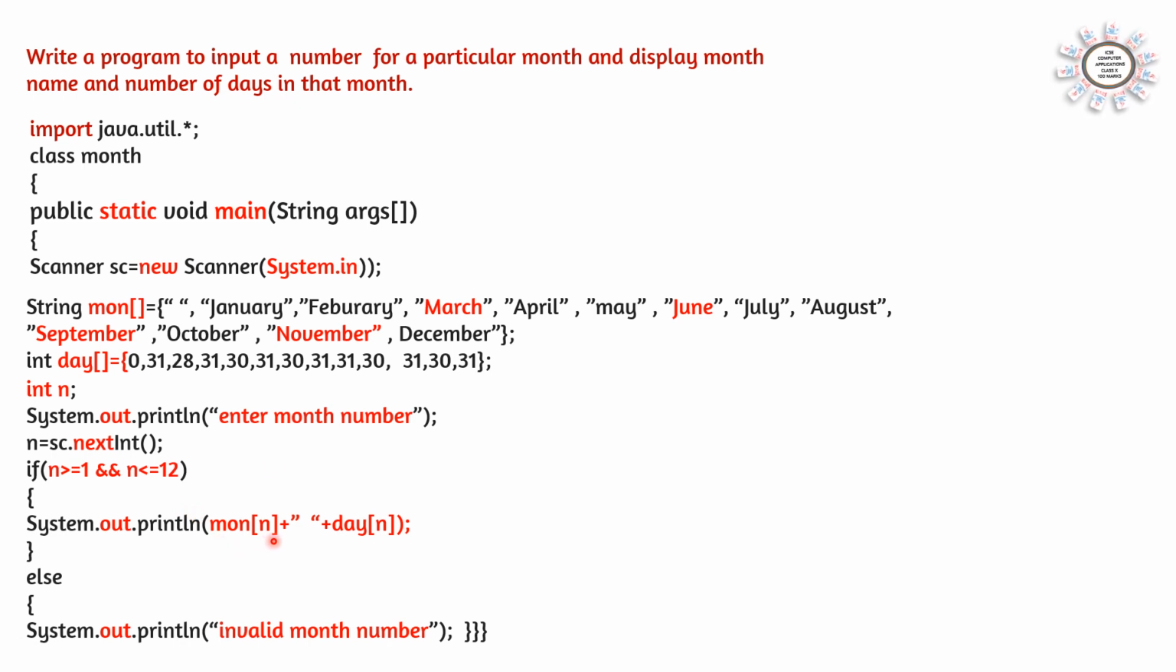For example, 1 means month of 0 is space here, and month of 1 is January, and day of 1 is 31. If it is 2, February and 28. If it is 3, month of 3 is March and 31. So like this, according to the number, the month and the particular number of days will be printed.